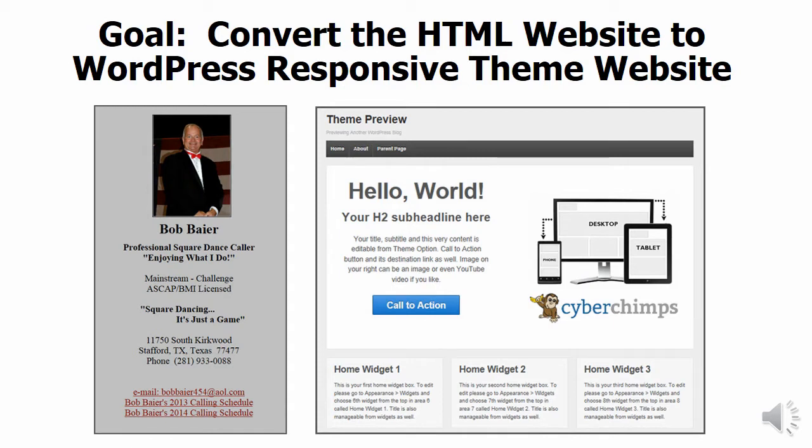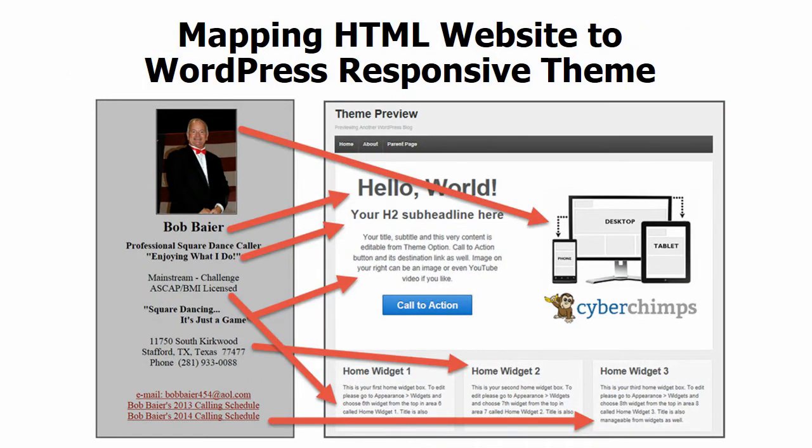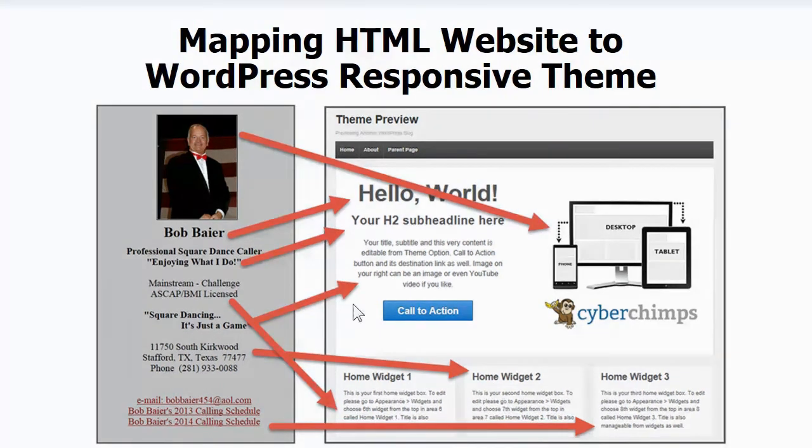The default WordPress responsive theme is displayed on the right. The goal is to convert the HTML website on the left to the WordPress responsive theme website on the right. The WordPress responsive theme is a good choice because it works with all major browsers and works well with mobile devices. Here we see how the objects from the original website will be mapped into the WordPress responsive theme template.